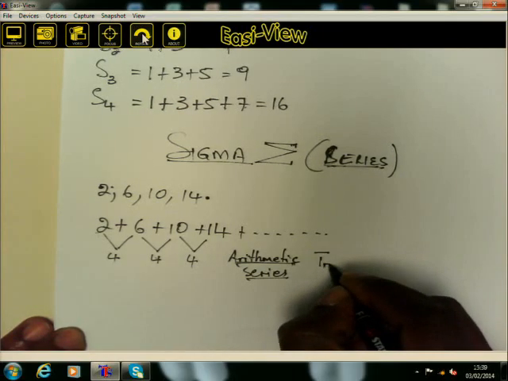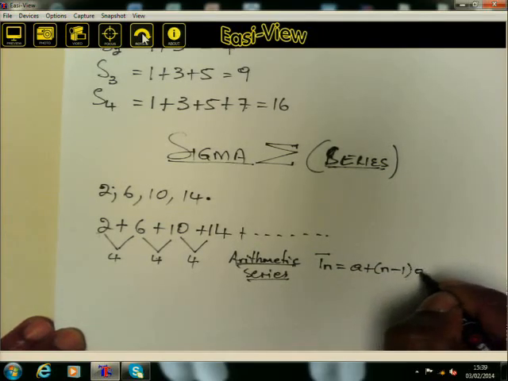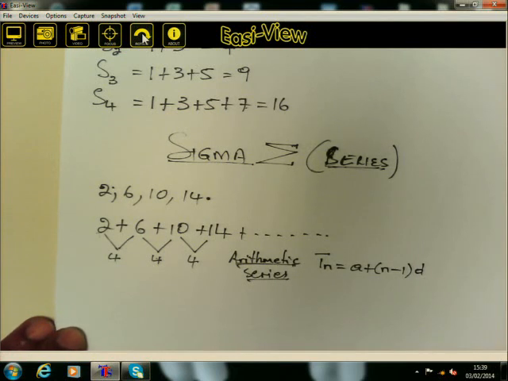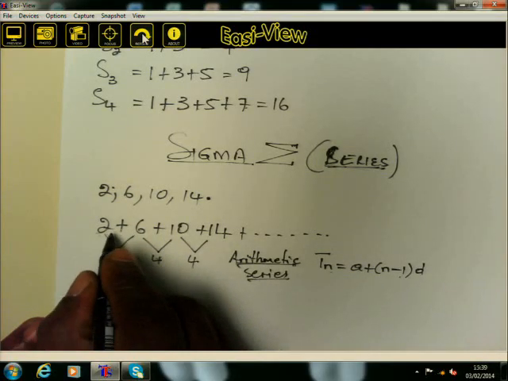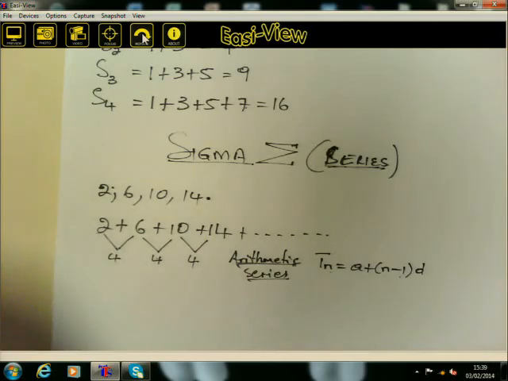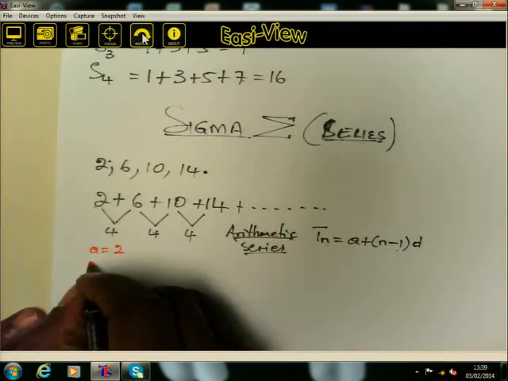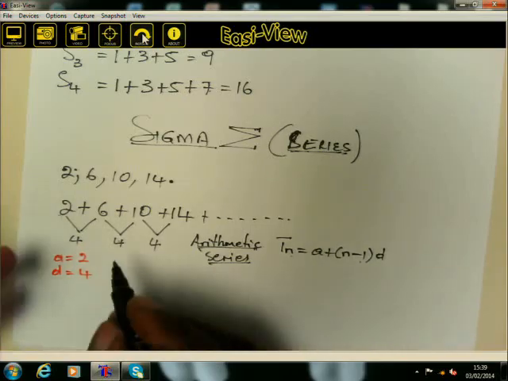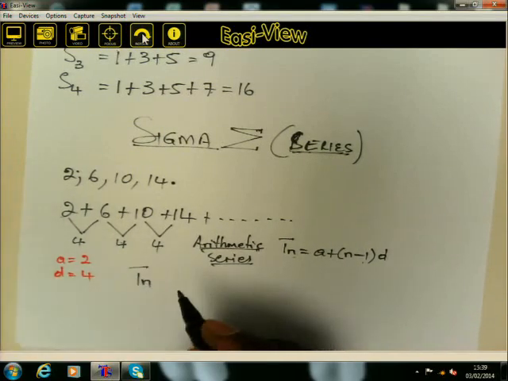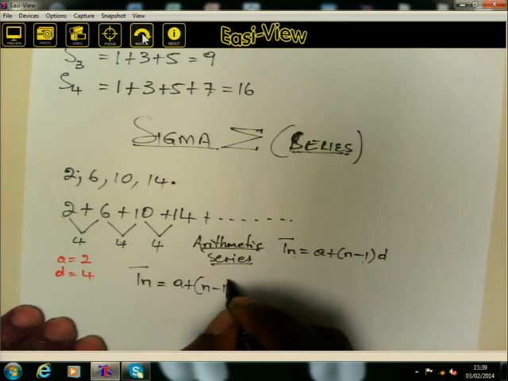It means we are working with Tn is equal to a plus n minus 1 times d. That's what we have there, because it is arithmetic. So from here, now that we know that our a is 2 and our difference is 4, we can find the general term. The general term, Tn, is given by a plus n minus 1 times d.